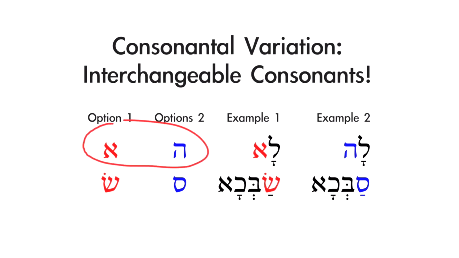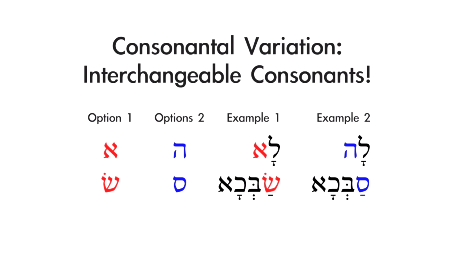You'll see two examples to the right. You'll see the word la, as example one, spelled lamed, qamets, aleph. And you'll see the exact same word in example two, but spelled lamed, qamets, he. This is the negative particle in Aramaic. It would be equivalent to the negative particle lo in Hebrew. But you can see in Aramaic, it's spelled in one of two different ways, with aleph or with hey. For some reason, Aramaic had not set the convention for how to represent the final A sound in every instance.